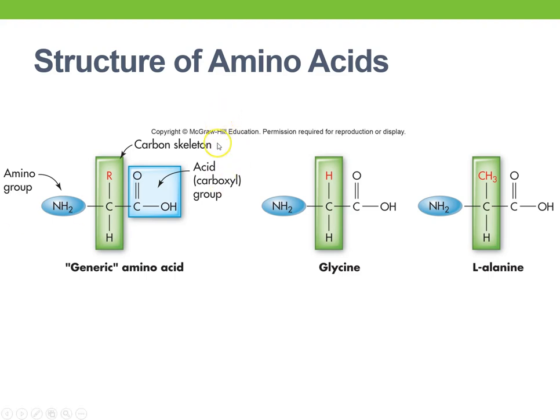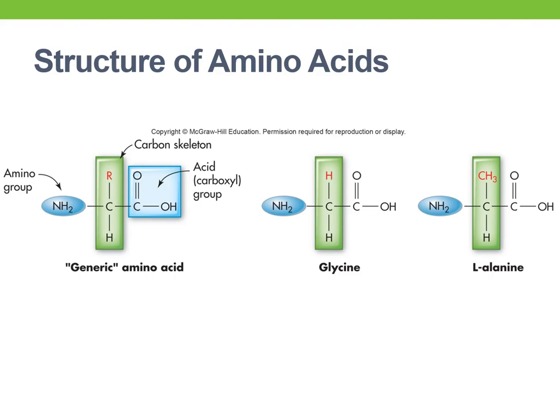Then on the other side, we have an acid or a carboxyl group. And that acid or carboxyl group is made up of carbons, oxygens, and hydrogens. So when we look at all of our amino acids, we're going to see that the amino and the acid groups are going to be the same on all of our amino acids. However, they're also going to contain a carbon skeleton, and that carbon skeleton is going to be different for each of our amino acids, and that's what's going to make our amino acid unique.